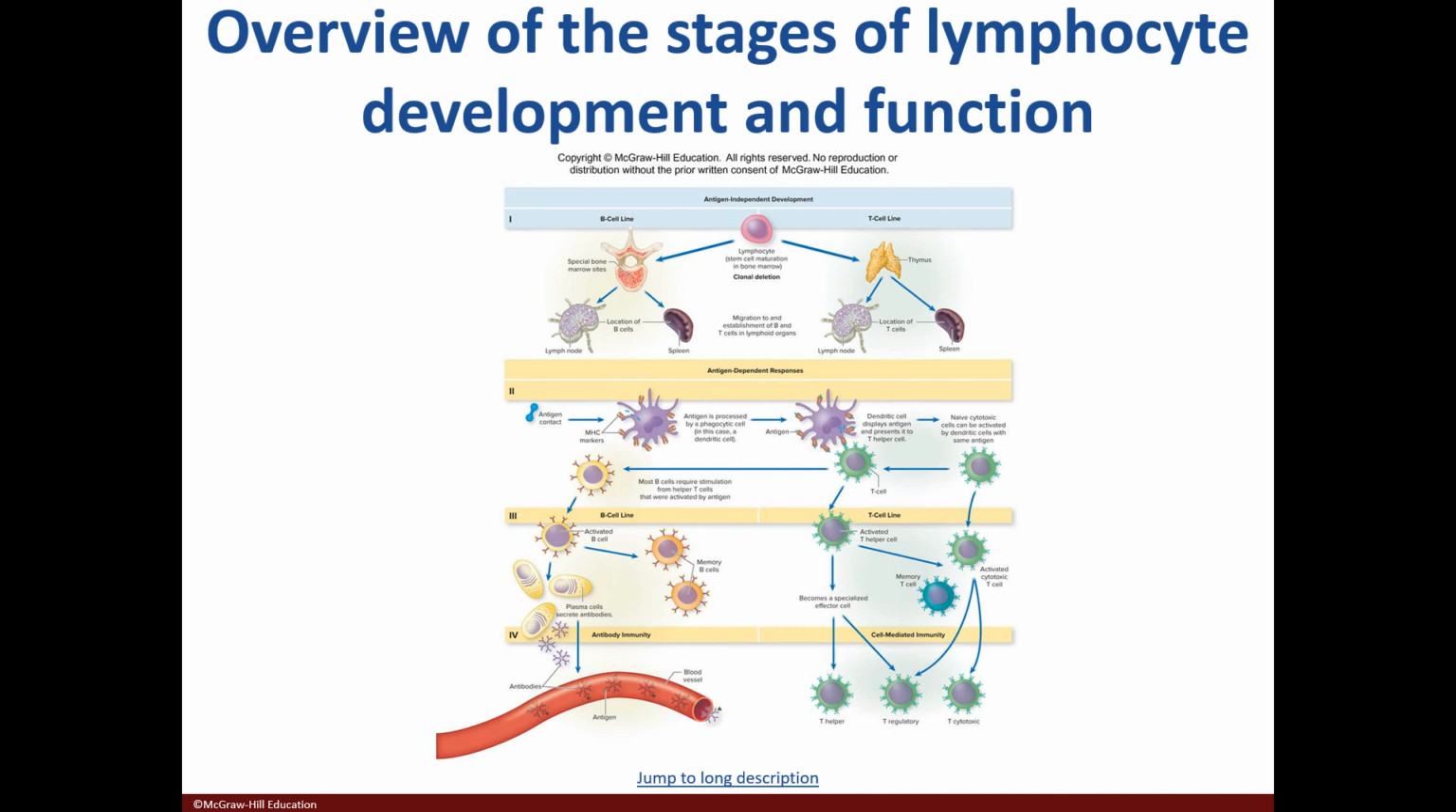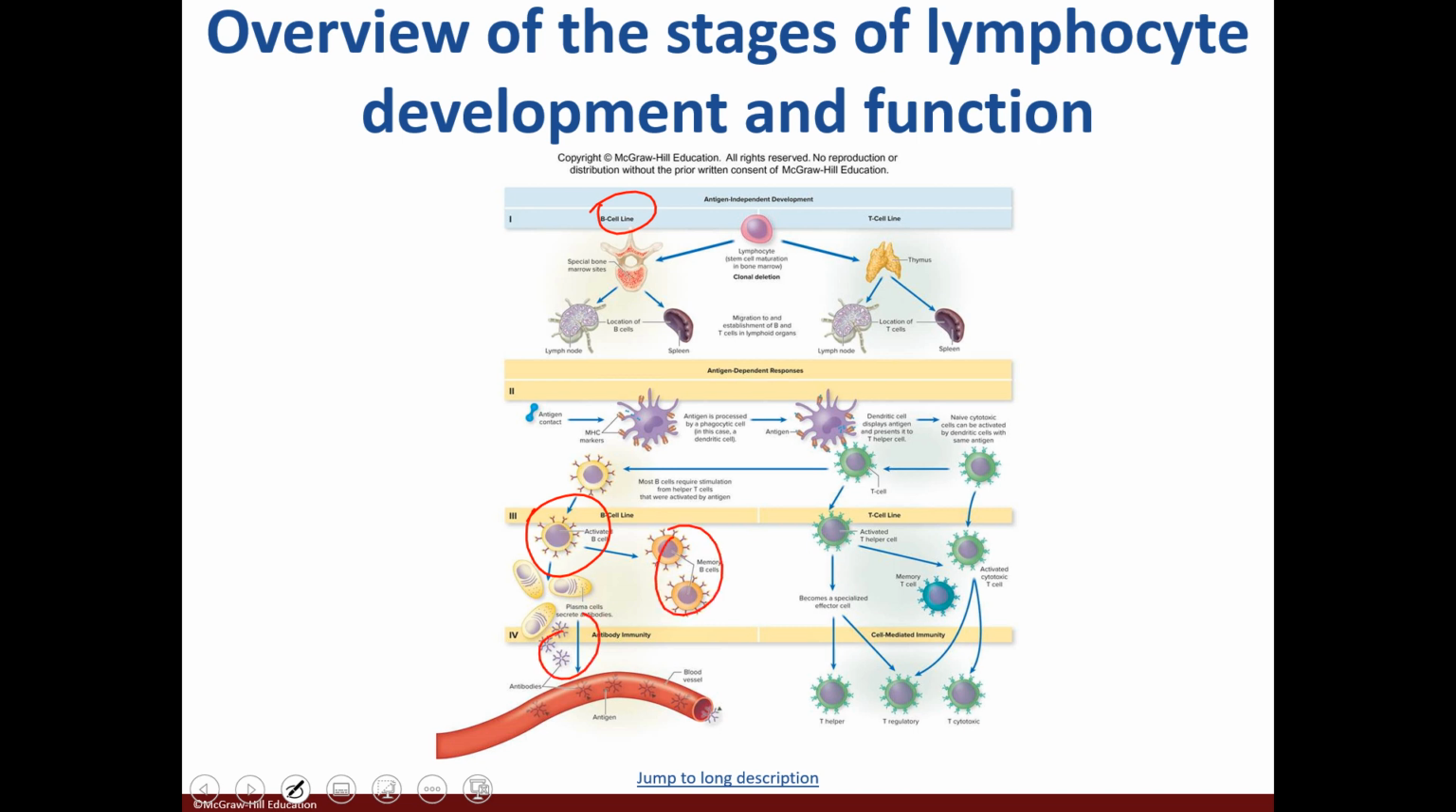Here we can see our B cell line on the left. Once it matures in the bone marrow, it travels to secondary lymphoid organs, where it will encounter an antigen in the antigen-dependent response. In the third stage, the B cell is challenged by the antigen and is activated, and begins to differentiate into memory cells and antibodies.